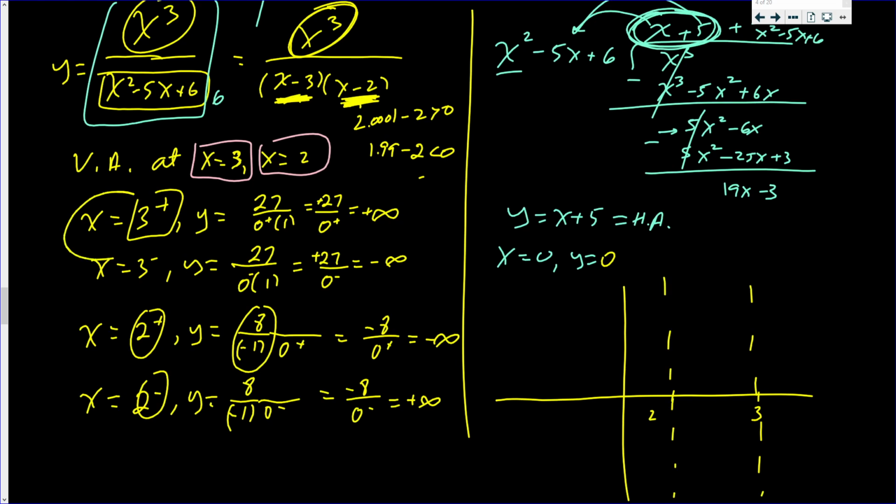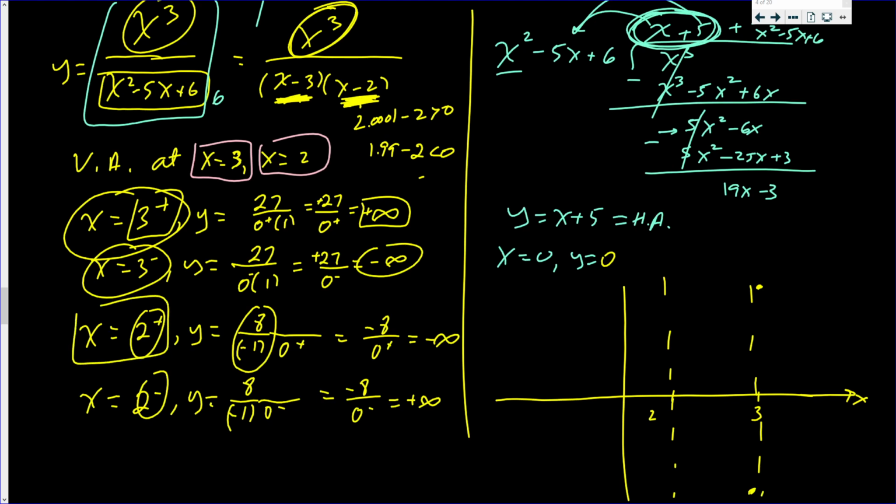And if you're a little bit more than 3, it's positive infinity. If you're a little bit less than 3, you're at negative infinity, way down here. If you're a little bit more than 2, you're at negative infinity. That's down here. If you're a little bit less than 2, you are at positive infinity. And let's not forget, we have to cross here.